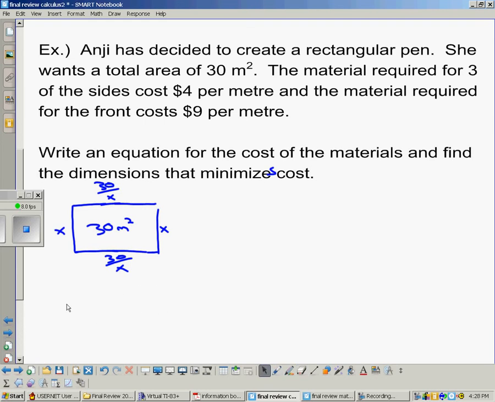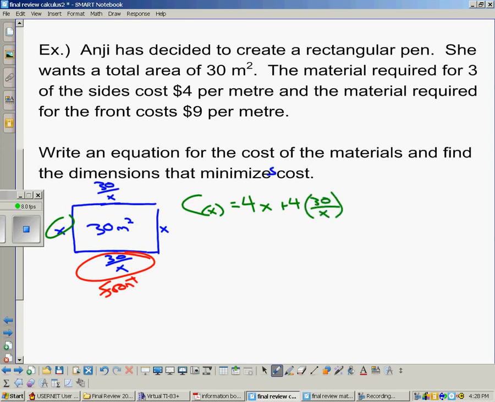One of these sides is the front. I'm going to call this the front side. So our cost is going to be related to perimeter here. It's going to be $4 per meter on the left side, $4 per meter on the back, $4 per meter on the right side, and $9 per meter on the front.